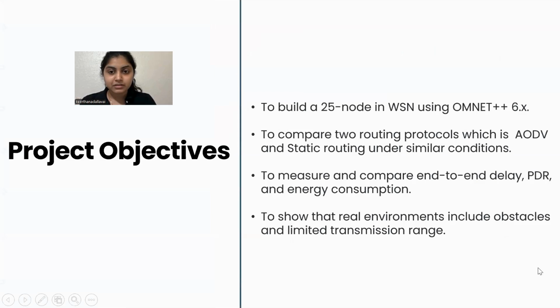Next slide. Our main objective is to build this 25 node network and to compare two routing strategies, that is AODV and static routing, under the same conditions. We measure the delay, packet delivery ratio, and energy consumption. And we also want to highlight how real environments with obstacles and limited transmission range affect these metrics. The next slides will be continued by my other teammate.